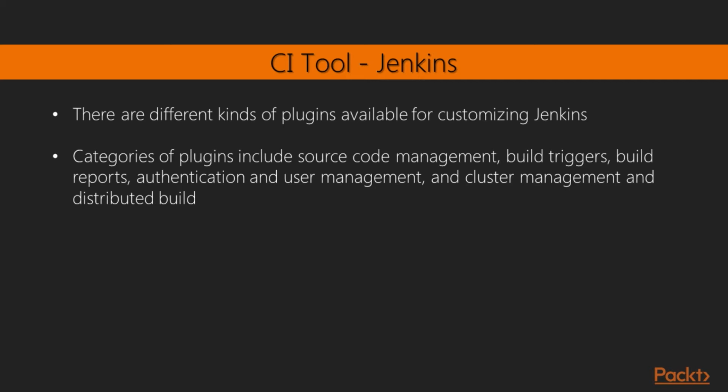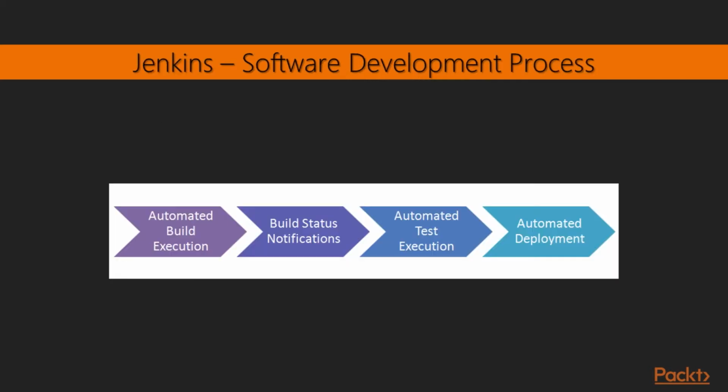Categories of plugins include source code management, the Git, CVS, and Bazaar plugins; build triggers, the accelerated build now and build flow plugins; build reports, the code scanner and disk usage plugins; authentication and user management, the Active Directory and GitHub OAuth plugins; and cluster management and distributed build, Amazon EC2 and Azure Slave plugins. Jenkins accelerates the software development process through automation.